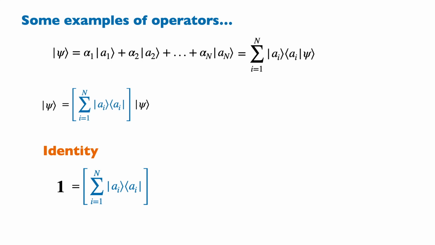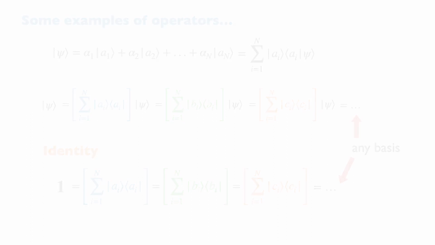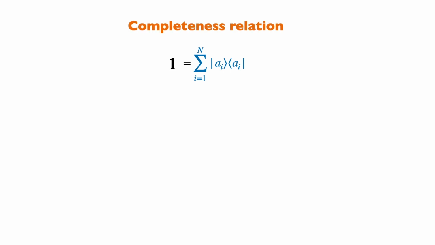Note that this applies to any basis that satisfies the orthonormality condition. Hence the identity operator can have as many different representations as there are bases. This relation between the identity operator and a vector basis is called the completeness relation. It represents the fact that any vector in the vector space can be expressed in terms of the basis elements.